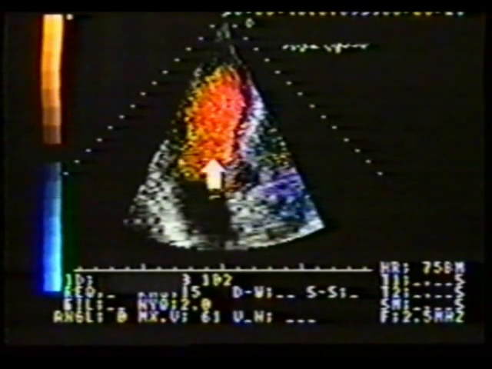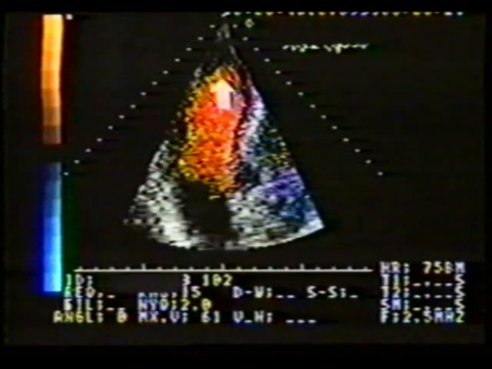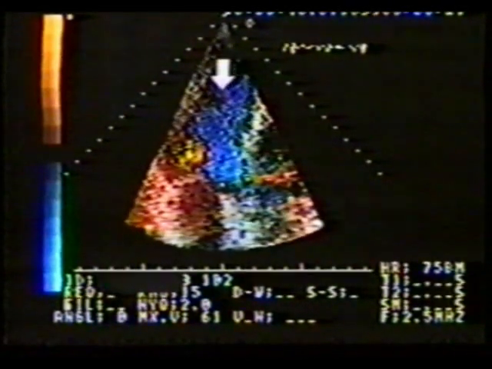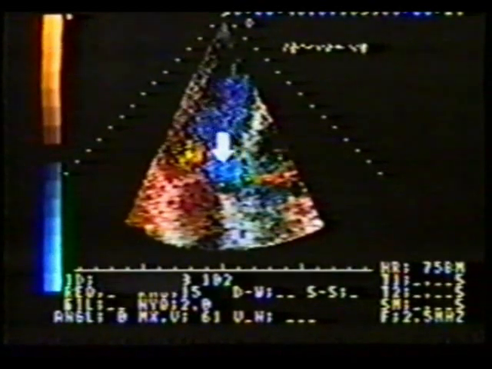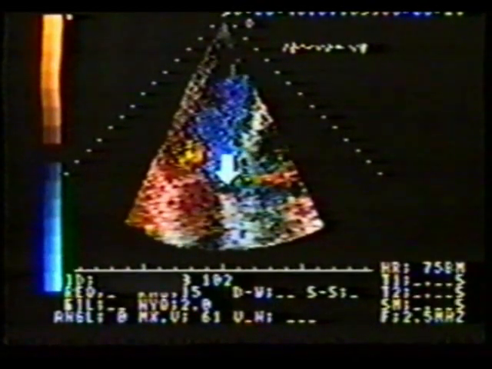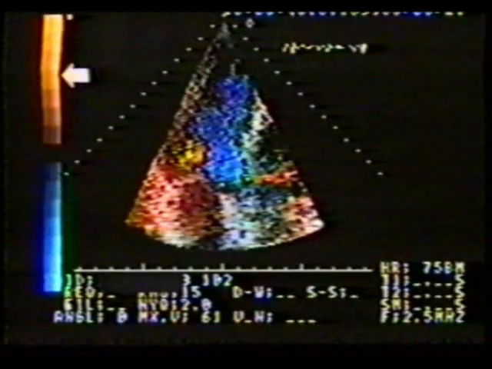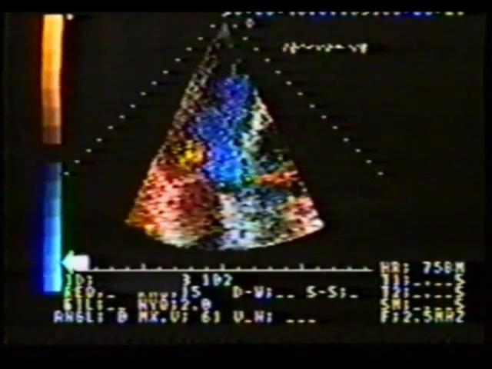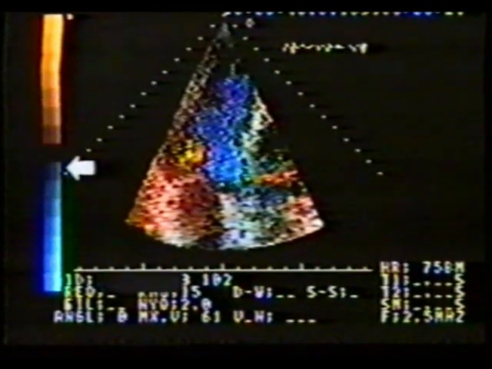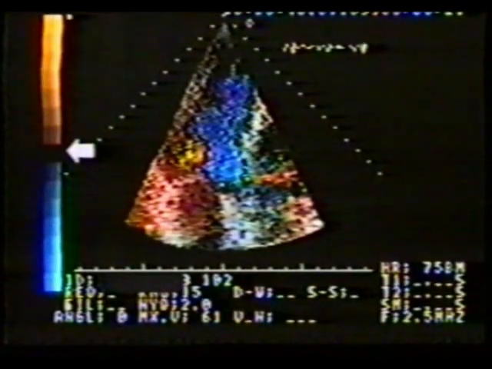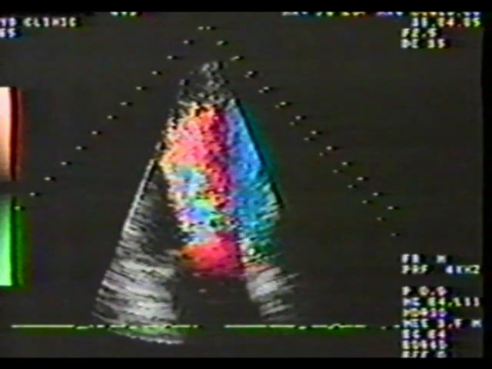By convention, flow directed toward the transducer will be displayed in red, while flow directed away from the transducer will be in blue. The intensity of each color increases as the magnitude of the velocity increases. There are multiple shades of red and blue. Extremely low velocities are encoded in black and are therefore not visualized. Since color flow Doppler utilizes pulsed wave technology, aliasing will occur with higher velocities.